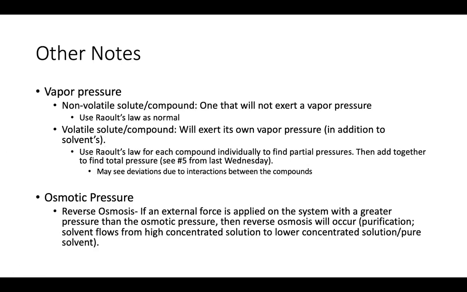But what happens if we have volatile solutes or compounds? Well, if something's volatile, it means they exert their own vapor pressure. So if you have multiple volatile compounds, they will each exert their own vapor pressures that you actually have to add together to find your total vapor pressure. If you want to see an example of this, last Wednesday, number 5 was an example, and also tonight's challenge problems has a really good volatile vapor pressure lowering problem. It was pretty much one of the hardest ones I could think of them ever giving you. I think if you could do tonight's, you can do the one on the exam.